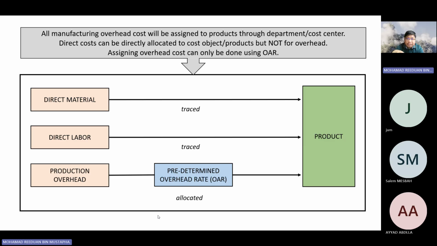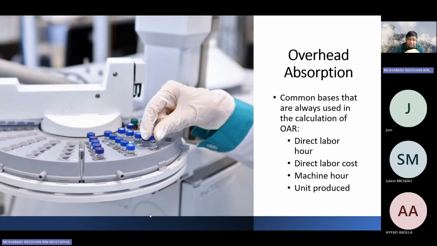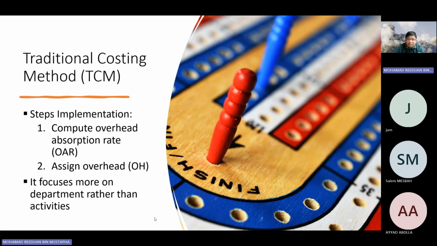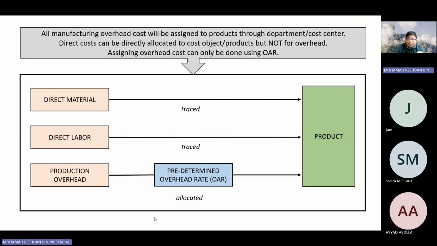So all manufacturing overhead costs will be assigned to product through the department cost center. Direct costs can be directly allocated to the cost objective or product, but not for overhead. So assigned overhead cost can be done using OAR, the overhead absorption rate. Direct material can be traced, direct labor can be traced, production overhead is predetermined. Some you can trace, some you cannot, in order to identify the products.